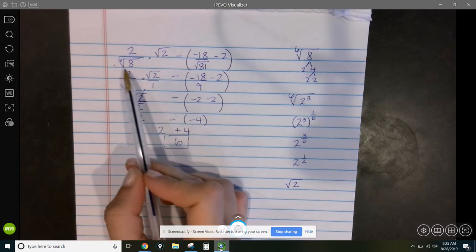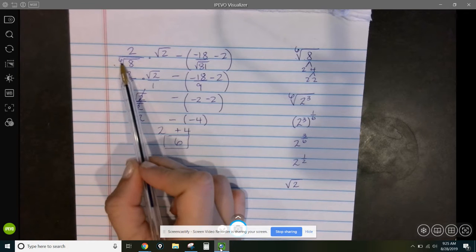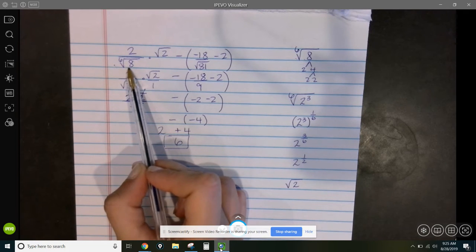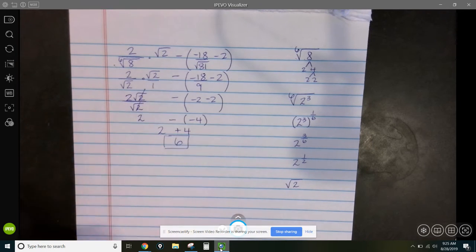The big key here was to figure out a different way to write something like this so that you can work with it in the problem. So hopefully that helps.